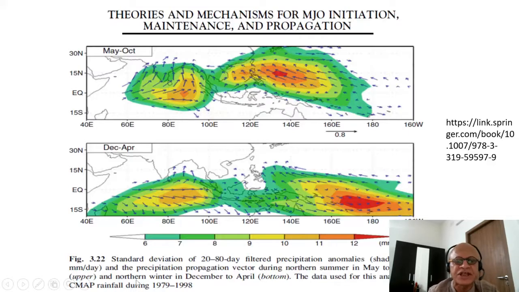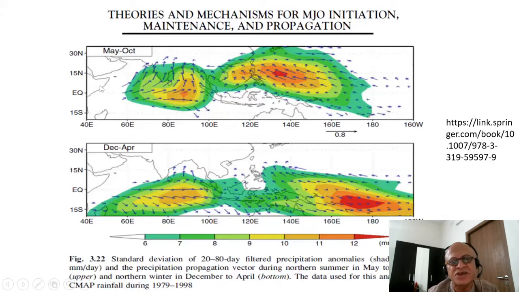So this is showing standard deviation of the 20 to 80 day filtered precipitation anomalies shaded in millimeter per day, and the precipitation propagation vector during northern summer in May to October and northern winter in December to April. The data used here is from CMAP rainfall data. So you can see that the boreal summer season ISOs have genesis around the same place.